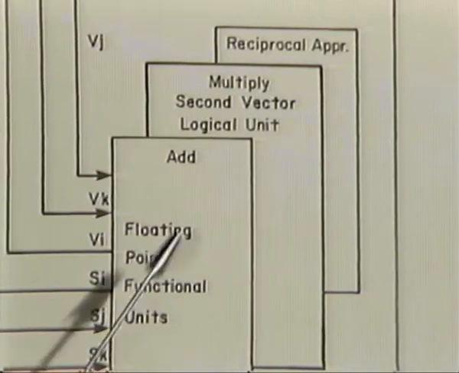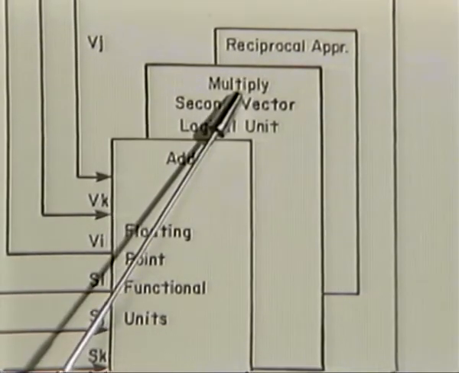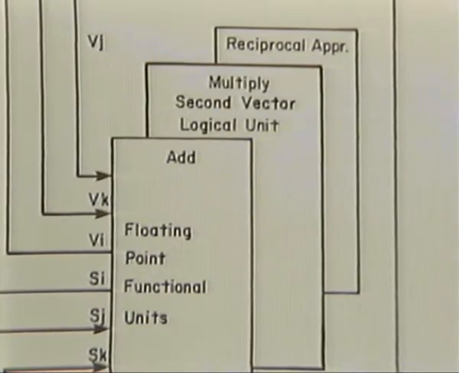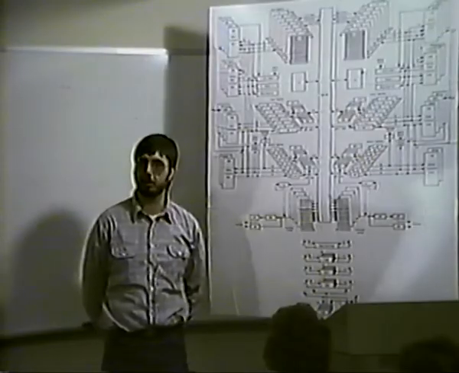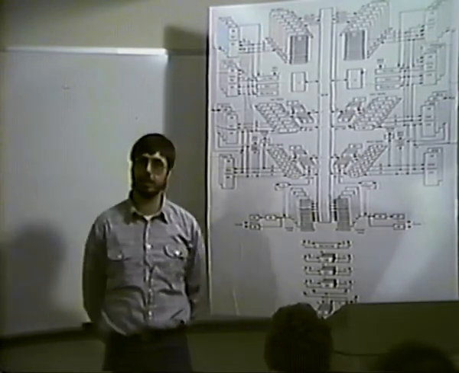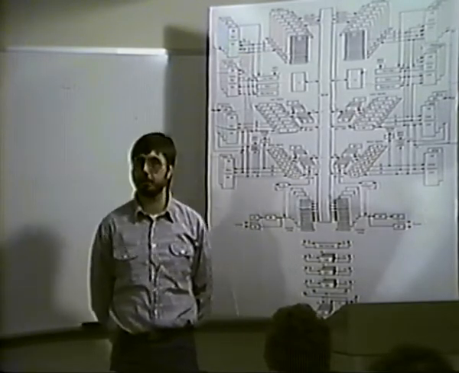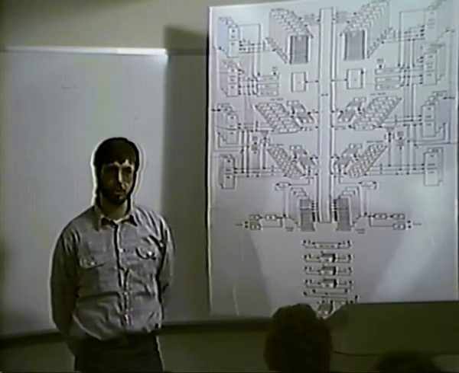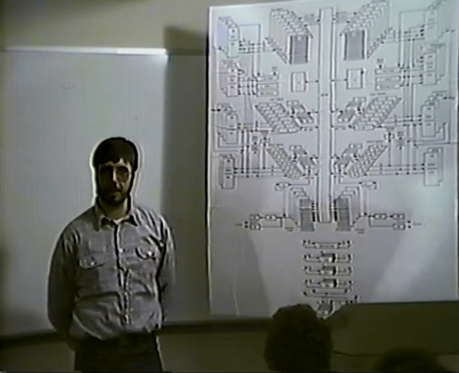You can do a floating add, you can do a floating multiply, or you can do a floating reciprocal approximation. 1 over a floating point number, in other words. It's an approximation. It's not exact. It's only accurate to what? 48 bits or something like that? No, 30 bits. So it's not exact. It's only accurate to 30 bits.